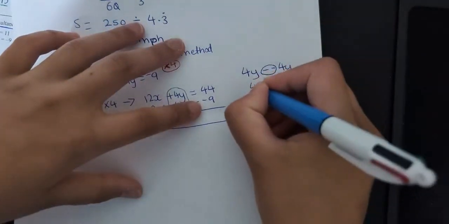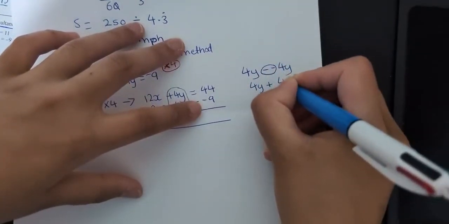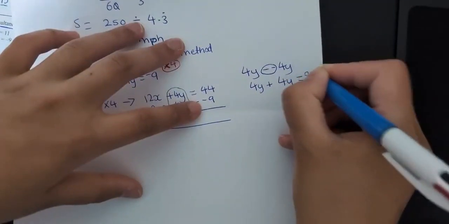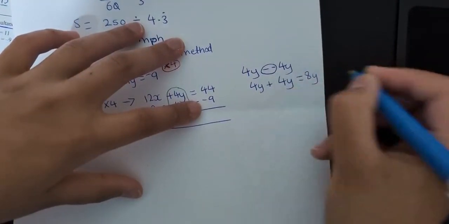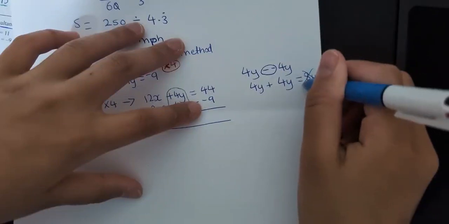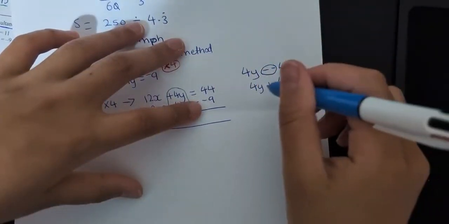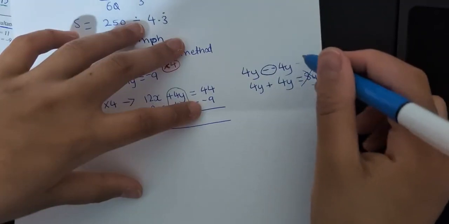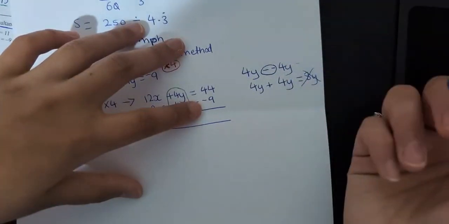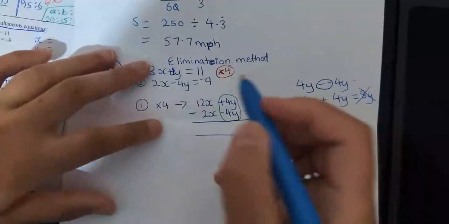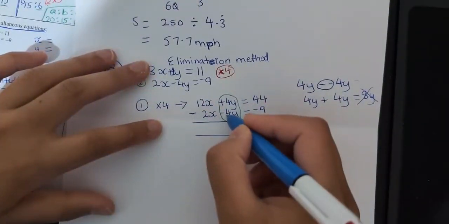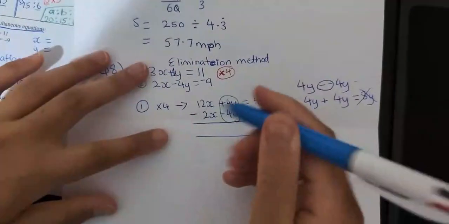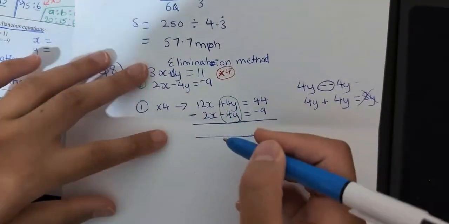Plus, exactly, Saria. So if they change to plus, it becomes 4y plus 4y, which is going to become 8y, okay? And that is not what we want. We don't want to add, we want to eliminate them. So the answer should be coming to 0, okay? Yes, two negatives make a plus. So we don't want to make it into an addition calculation. We want to subtract so that we are left with 0y.